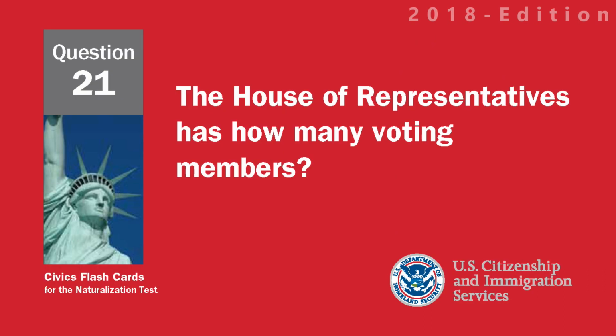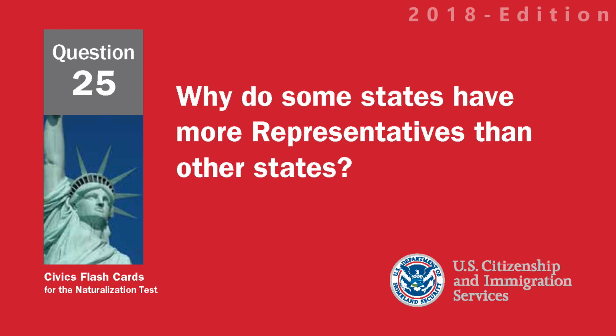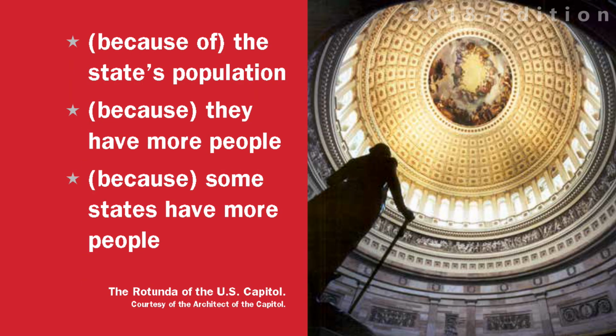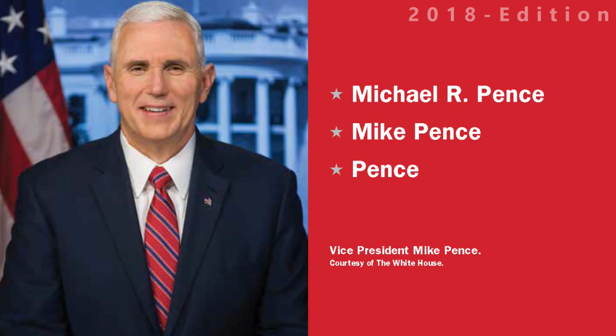The House of Representatives has how many voting members? 435. Why do some states have more representatives than other states? Because of the state's population. Because they have more people. Because some states have more people. What is the name of the Vice President of the United States now? Michael R. Pence. Mike Pence. Pence.